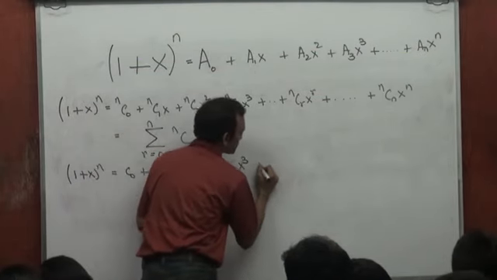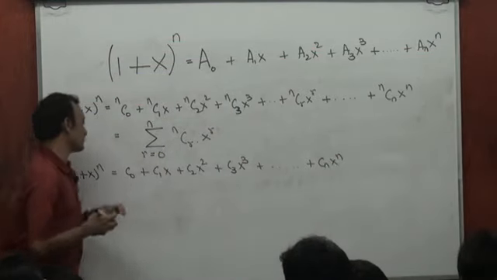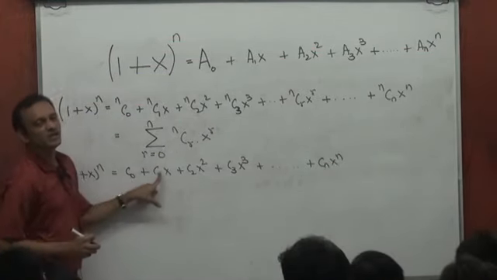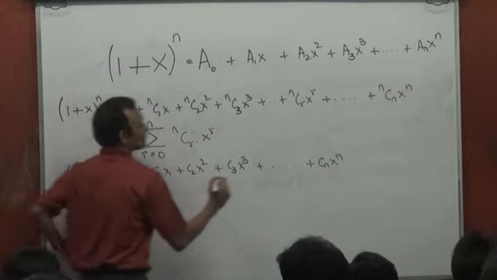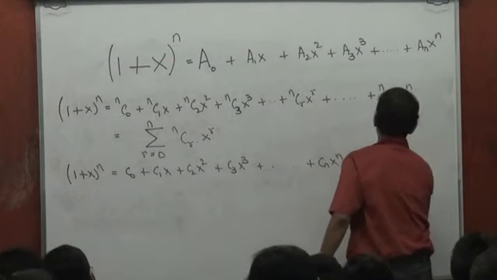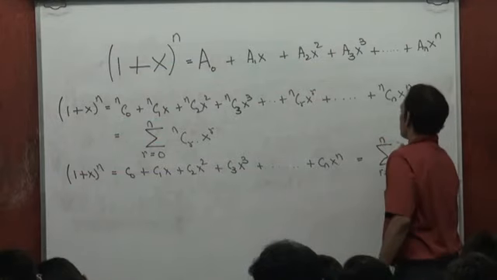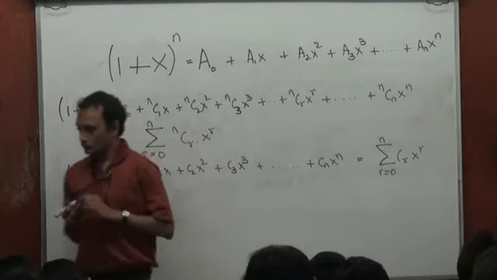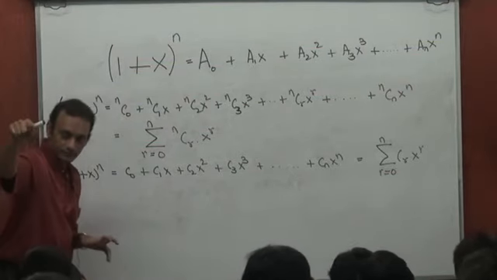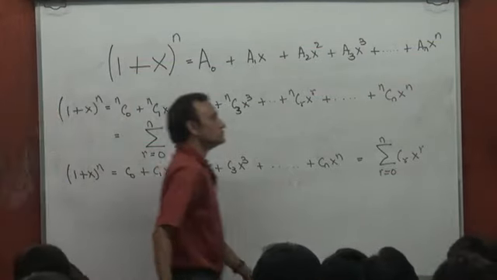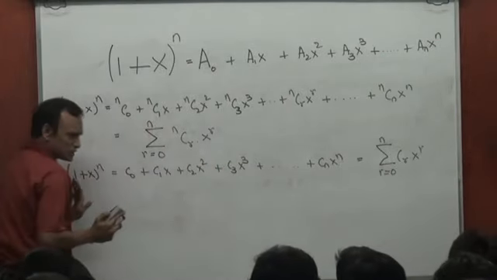C3x cubed plus up to Cn x^n, where C0 is nC0, C1 is nC1, C2 is nC2, or in summation, summation Cr x^r, r equal to 0 to n. Fair enough, right? Got me, no?